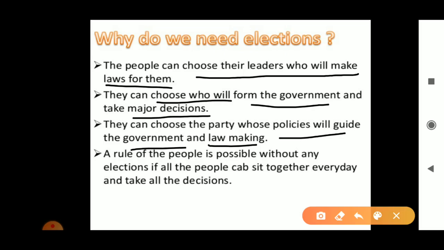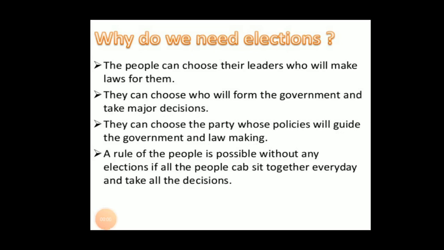And you can see here that rule of the people is possible without any election if all the people sit together every day and take all the decisions. So it is not possible for everyone to sit together, right? As we have seen in the second chapter, all the decisions cannot be taken collectively by the common people sitting together and discussing. So what we are doing is sending our own representatives, what are called MLAs and MPs, who represent us and do our duty over there.